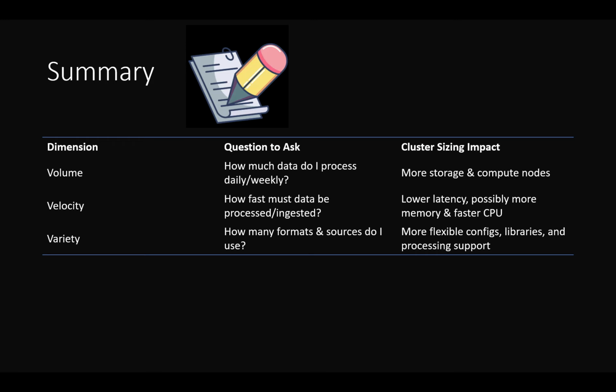For velocity, we should see how fast the data must be ingested. Is it all batch? Is it real time? Is it a mix? Then we have to think about lower latency, in-memory computations, faster CPU. Similarly, for variety, we need to think how many formats and sources I use. And we have to have more flexible processing support, configurations and libraries.